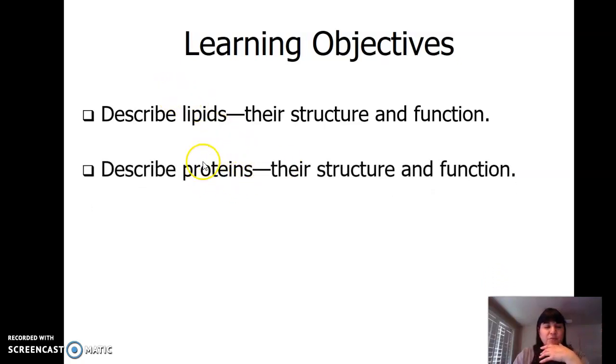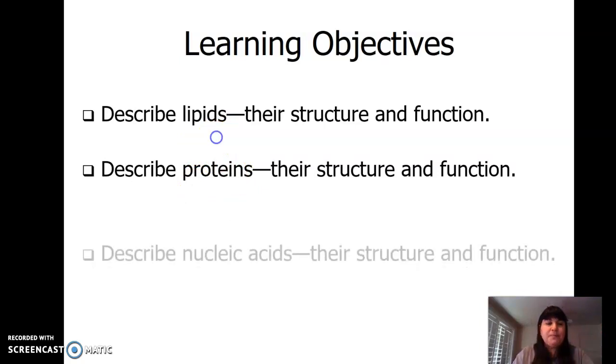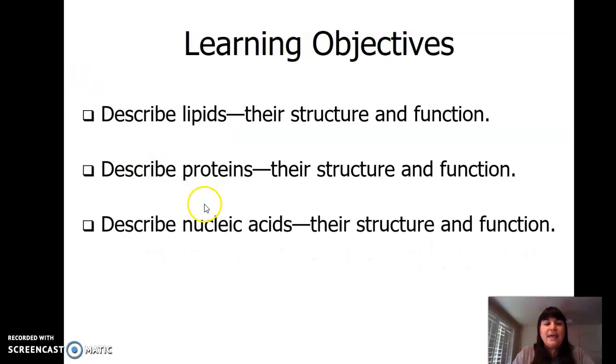Proteins, you've all heard of proteins. And when we say proteins, what do you think of? You should think of muscle, yes. And so what's its function? And proteins, of course, not just muscle, but that's one example. Nucleic acids, we're talking about DNA and RNA. So if we say DNA and RNA, you're like, yep, I know what she's talking about. So these are the learning objectives and they're important.